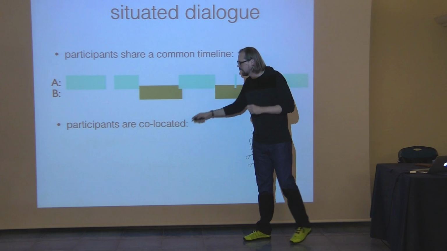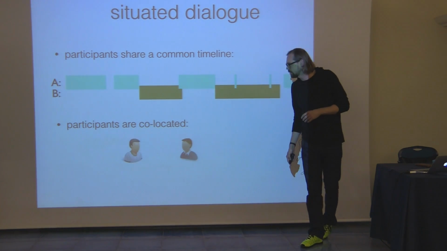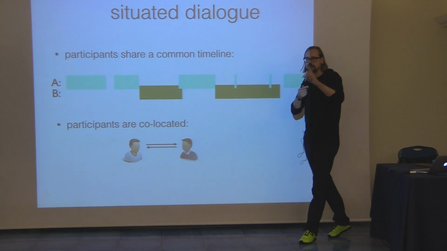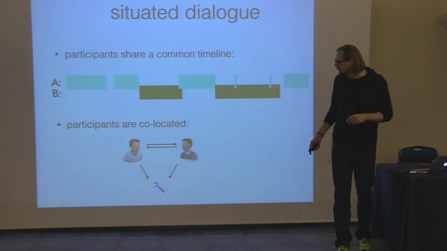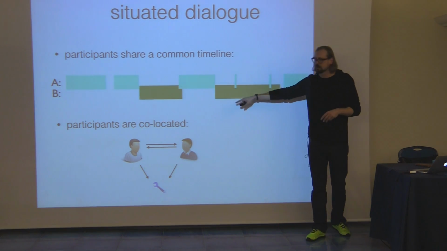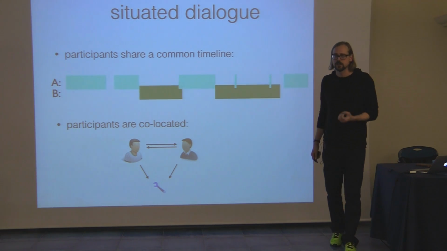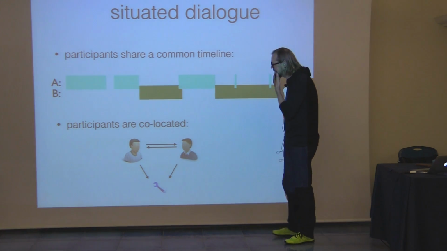But also, in a more narrow sense of situated dialogue, we have looked at situations where the participants are actually co-located, which means that they can see each other, they have visual contact, and they see third things in the world as well. And they can assume that there's some common knowledge about these third things in the world, in their shared physical environment.